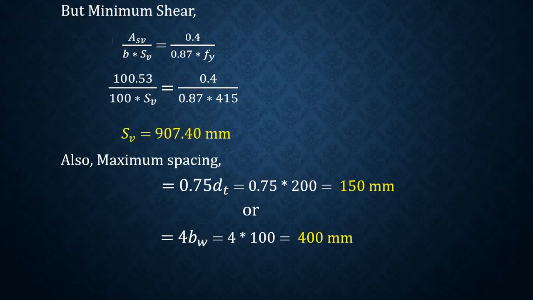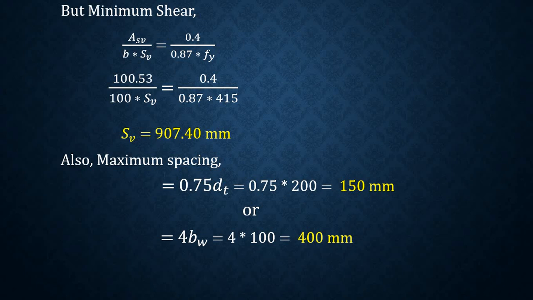Next is calculation of minimum shear reinforcement. We have a formula ASV by B into SV is equal to 0.4 by 0.87 Fy. Substitute the values. ASV 100.53 by 100 into SV is equal to 0.4 by 0.87 into 415. If they have given the Fy value or grade of the steel, use that; if not, just assume it as 415. Therefore, we will get SV as 907.40 mm. The minimum value is over.